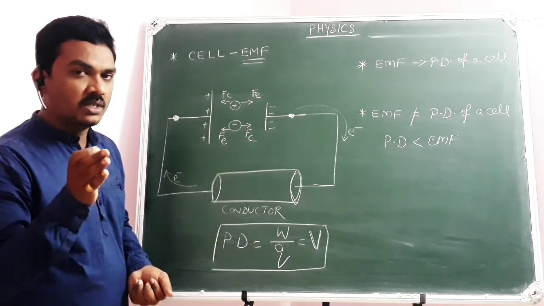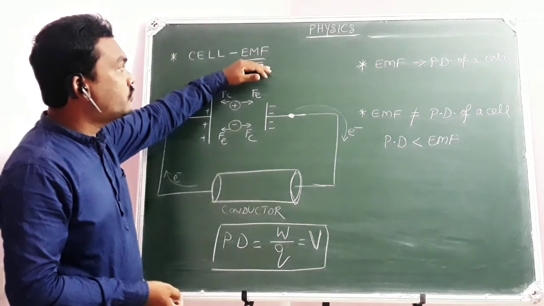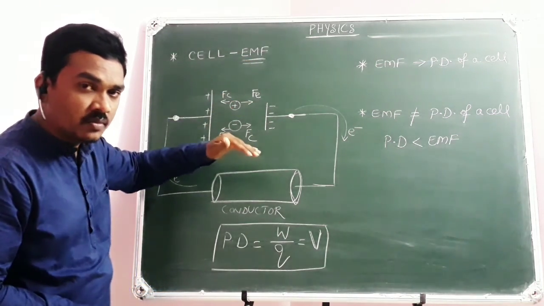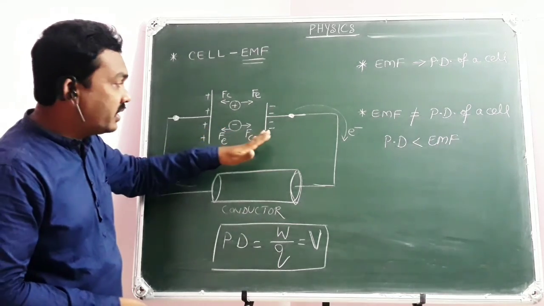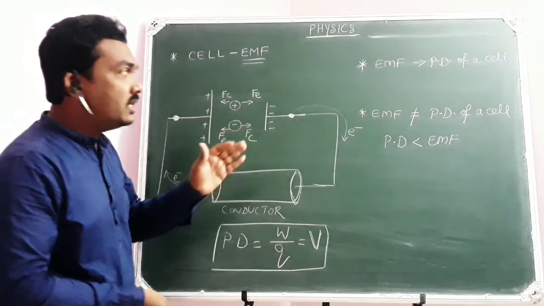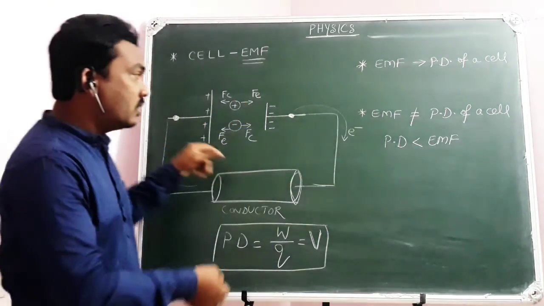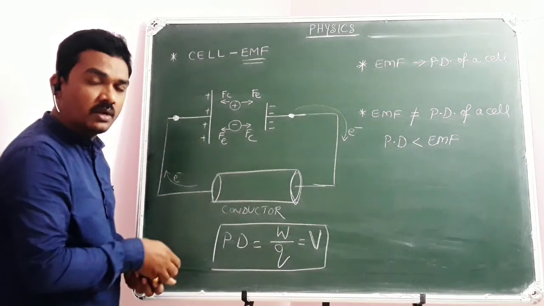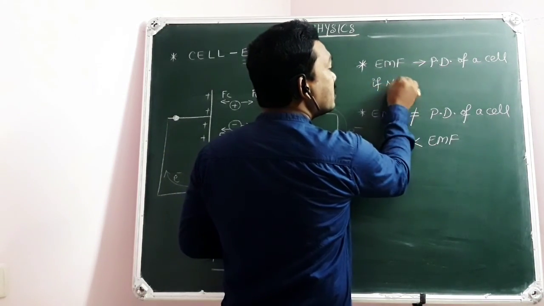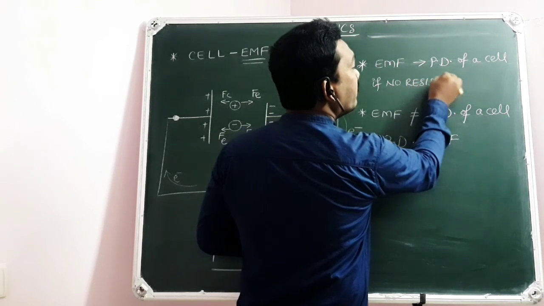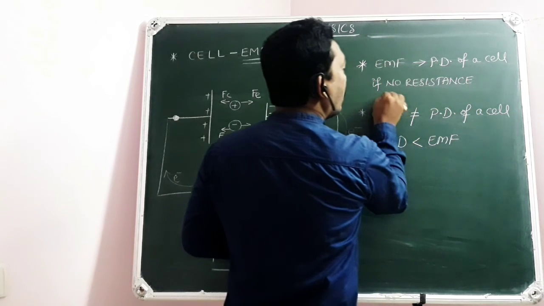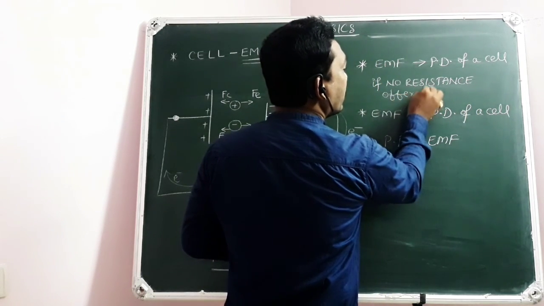So my conclusion is electromotive force is the amount of work done per unit positive charge to move it from one terminal of the cell to another terminal of the cell. This EMF of a cell will be equal to the potential difference across the terminals of the cell when no resistance is offered by the electrolyte.